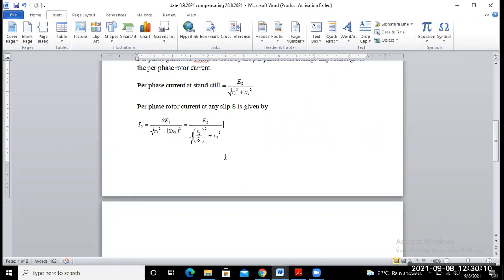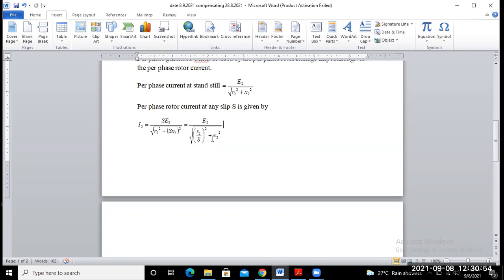Up to this point we already discussed in the previous class the rotor EMF induced at a standstill and at any slip S, and the rotor leakage reactance at a standstill and at any slip S. Corresponding to that, the rotor current at a standstill is E2 by square root of R2 square plus X2 square, and at any slip S the current is equal to sE2 divided by square root of R2 square plus (sX2) square, where EMF induced is replaced by sE2 in place of E2.